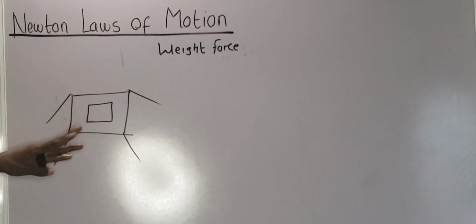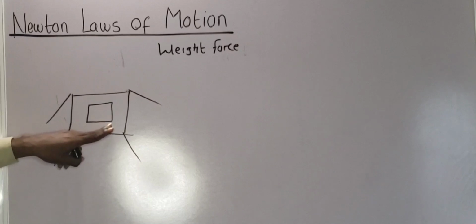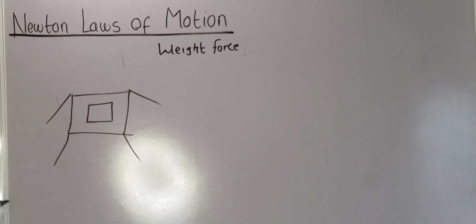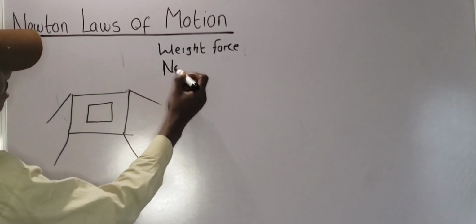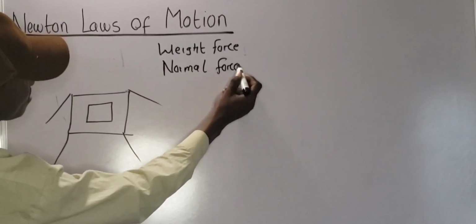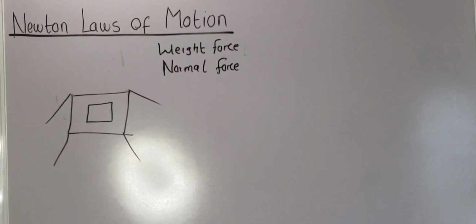Please, I want you to understand. There are forces currently acting on this box. The first force is the weight force. The other force is the normal force. Let me put it down. The normal force. What I'm trying to say is that the weight force is a downward force. The weight force is like the force of gravity. It's like a gravitational force that causes an object to move downward. You understand what I'm saying?